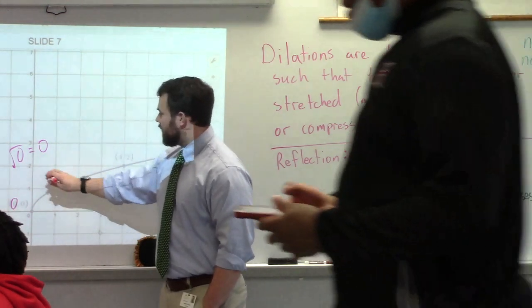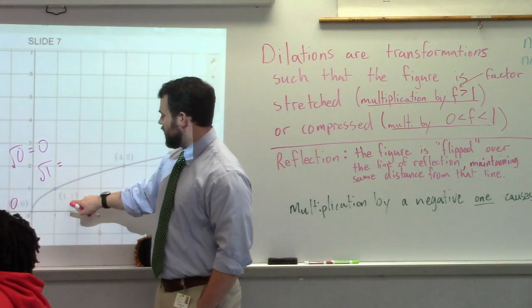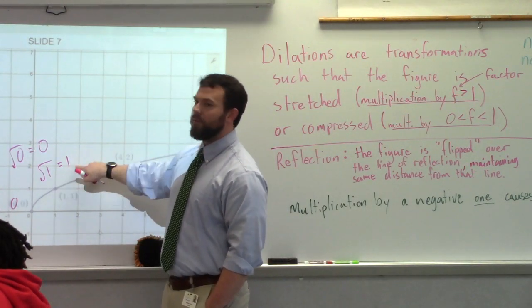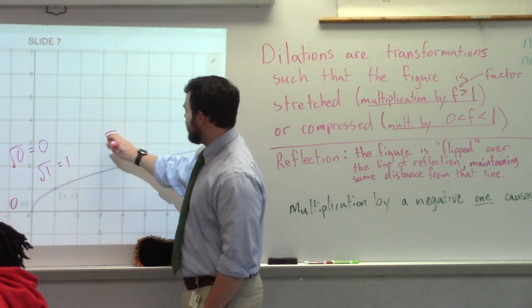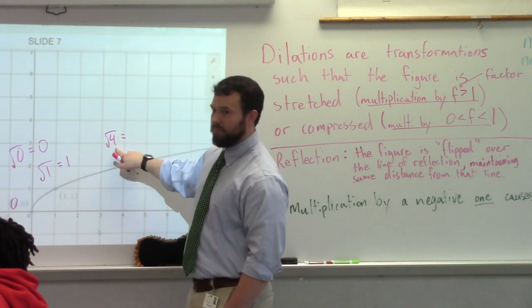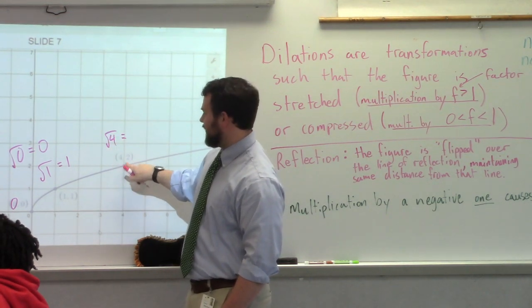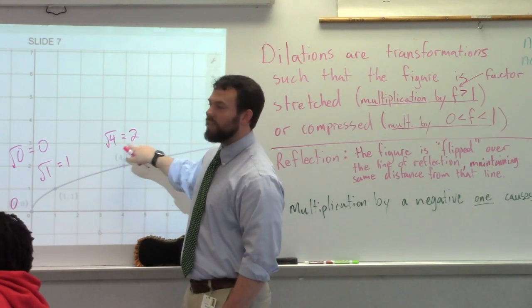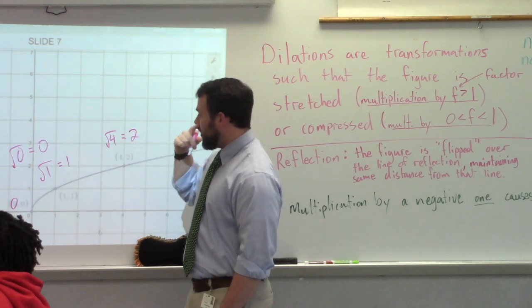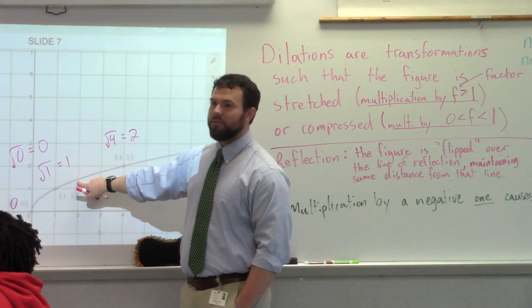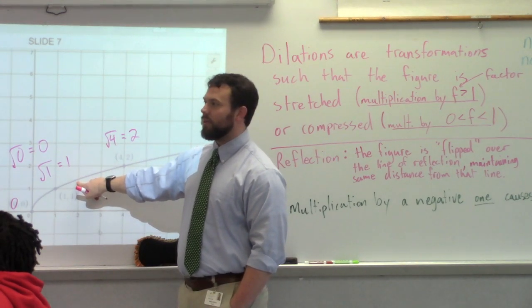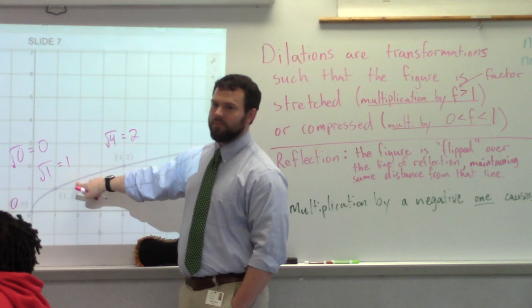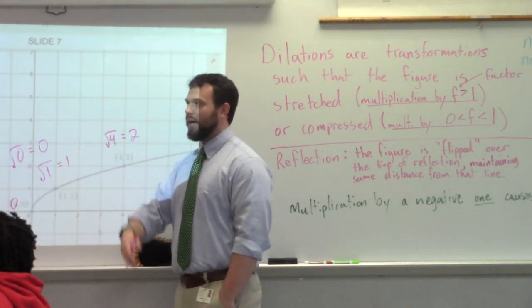So the input of 0 has an output of 0. I look here at the 1. What's the square root of 1? 1. So the input of 1 has an output of 1. What's the square root of 4? 2. So an input of 4 has an output of 2. I want you to notice, did we do the square root of 2? No, because do you know what the square root of 2 is? It's like 1.414 yada yada yada.